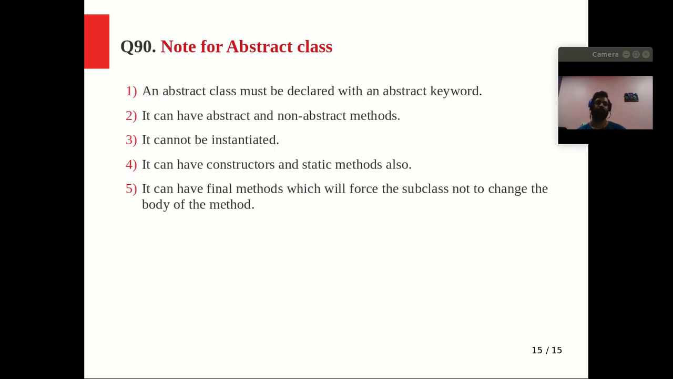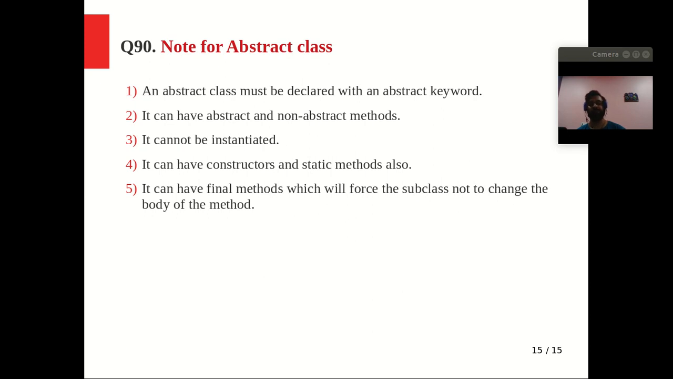Now I have provided some important notes for you on the abstract class. An abstract class must be declared with the abstract keyword. It can have both abstract and non-abstract methods. It cannot be instantiated, right? The abstract class cannot be instantiated, but the subclass can be. And it can have a constructor and a static method also.